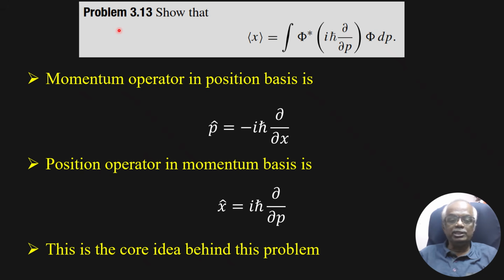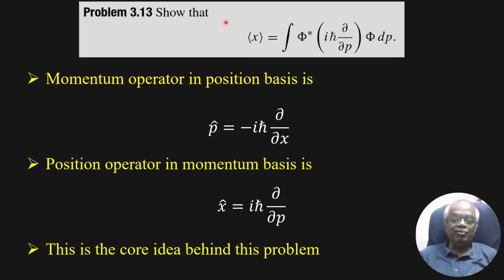Today we are going to solve problem 3.13 of Griffiths, third edition, Introduction to Quantum Mechanics. The problem is to show that the expectation value of x is equal to the integral of psi star times i h cross ∂/∂p of psi dp.